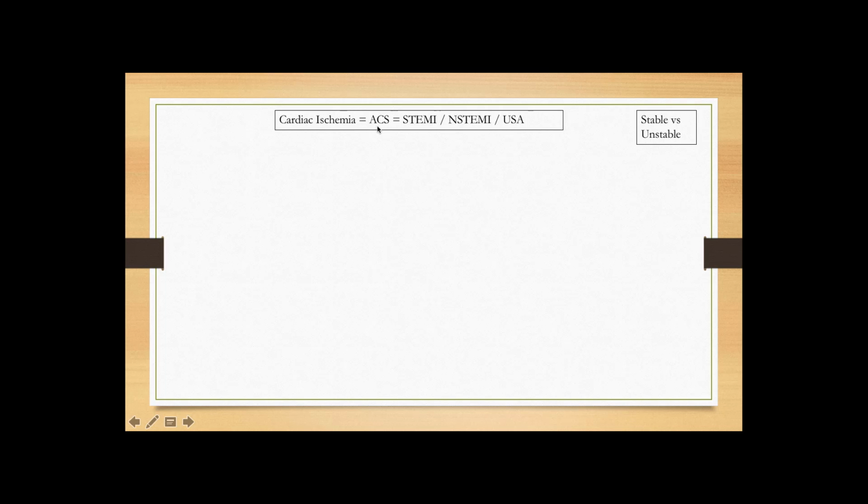Then there is unstable angina, and there is stable angina, and there is a key difference between the two. Most of you probably already know that stable angina is chest pain because of cardiac ischemia, but it is because of a stable plaque. The plaque has not ruptured yet, so the pain is going to be very predictable. It's going to start after a very predictable amount of exertion, and the pain will stop after the patient rests.